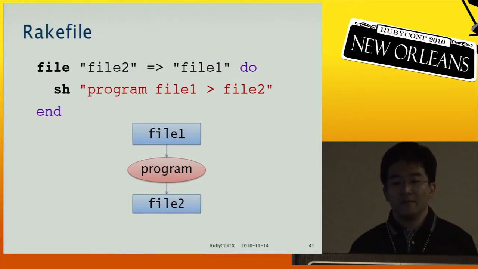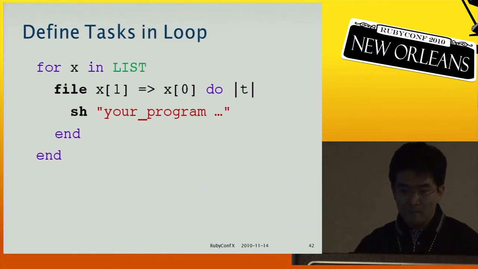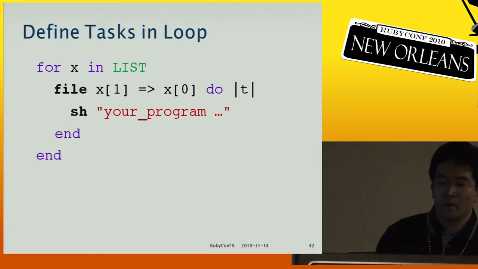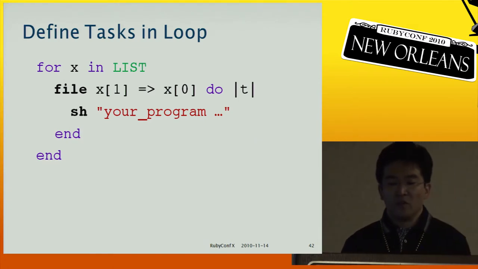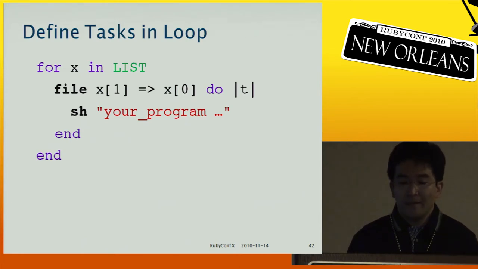As you know well, a task definition in Makefile is like this. Then the workflow graph is drawn like this. The programming power of Ruby provides quite powerful abstraction of task definition. This example shows the definition of multiple tasks by writing it in a loop.